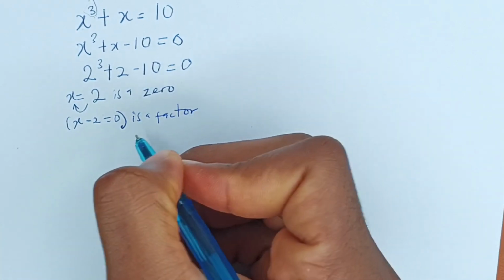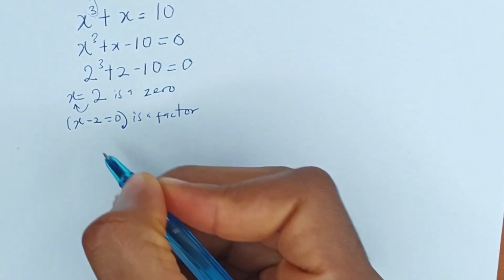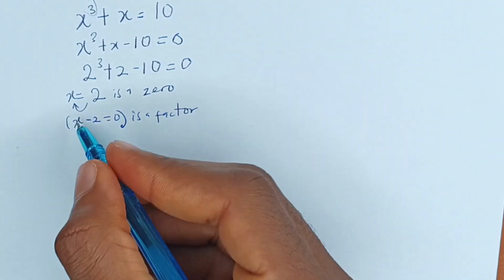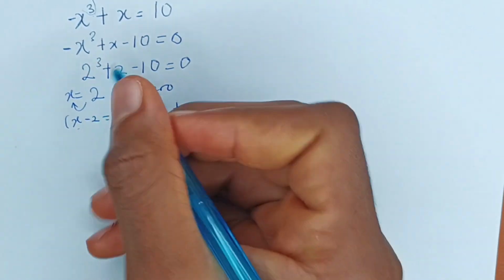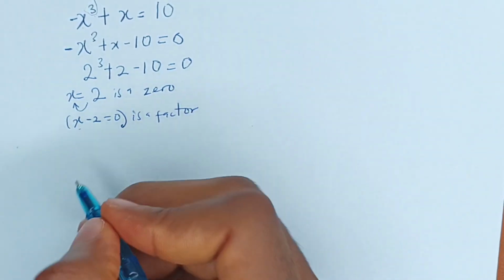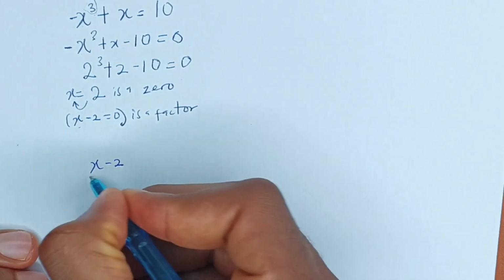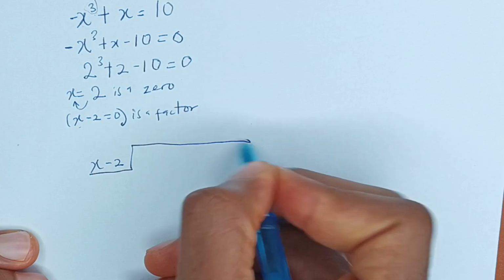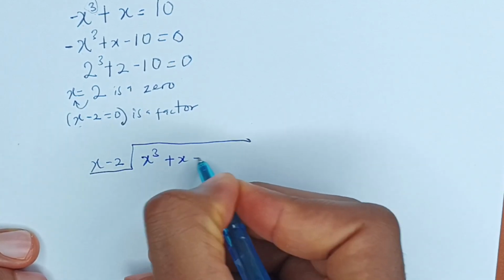Alright? Now, moving on, if we divide this equation by its factor, we will get the remaining factors. Alright? Just like a room. So we have x minus 2 being one factor. We'll divide x cubed plus x minus 10.